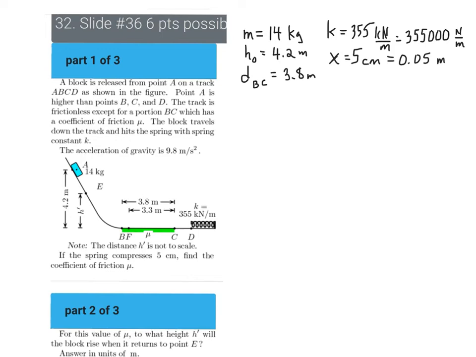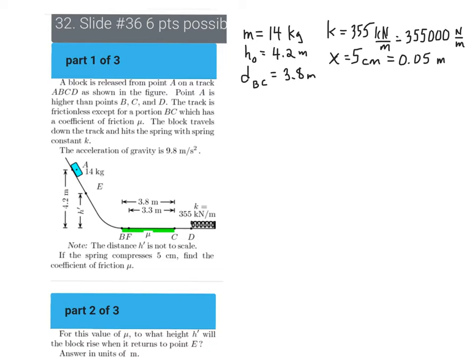Alright, to start off, we're given mass in kilograms. We're given the original height that the block starts off with. We are given a distance where there's a coefficient of friction, that's between point B and point C. My distance is 3.8.